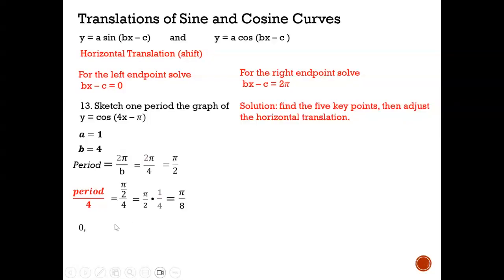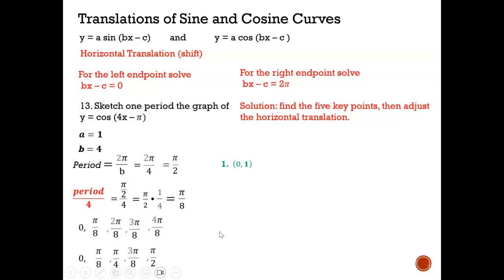And again, we start with 0, then pi over 8, 2 pi over 8, 3 pi over 8, and 4 pi over 8. Okay, that one stays the same. The pi over 8 cannot be reduced. 2 pi over 8 will give us pi over 4. 3 pi over 8 stays how it is. And 4 pi over 8 will give us pi over 2. And again, remember, the period, which is pi over 2, must always match the last point here, which is pi over 2. So I know it's correct.